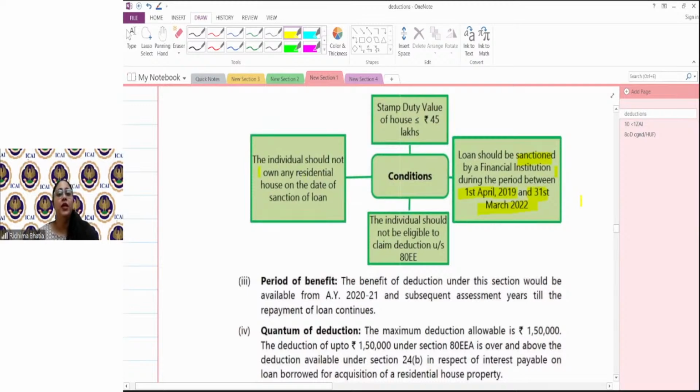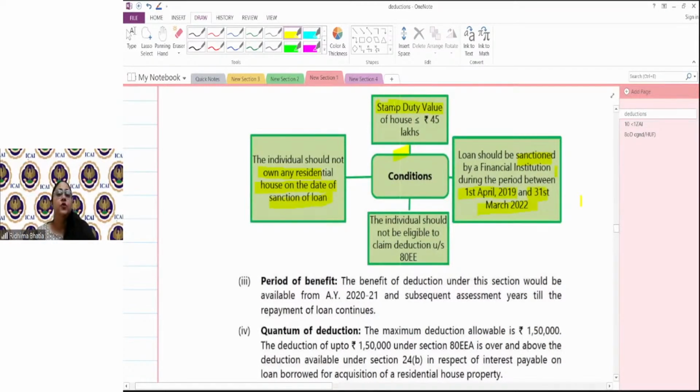Individuals should not own any residential house on the date of sanction of loan. Loan के बाद, maybe after a year or so, maybe after a certain time, he can own another house. But at the time of sanctioning of the loan, it should be ultimately his first house or there should be no house. Okay. Next is the stamp duty value.